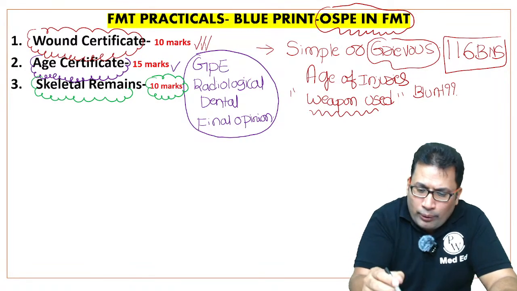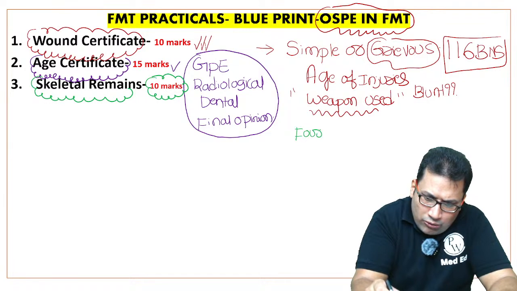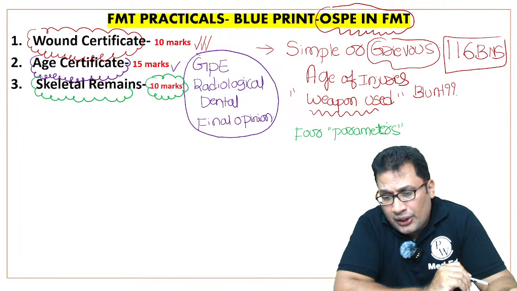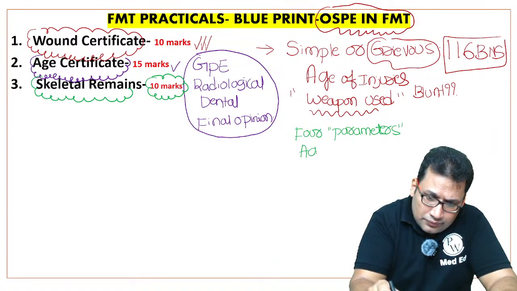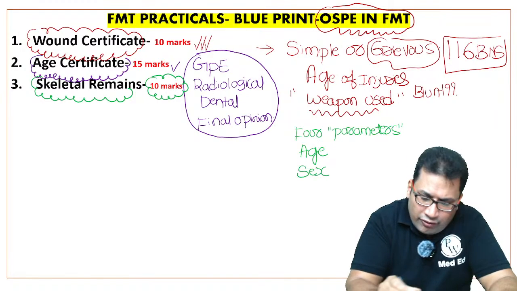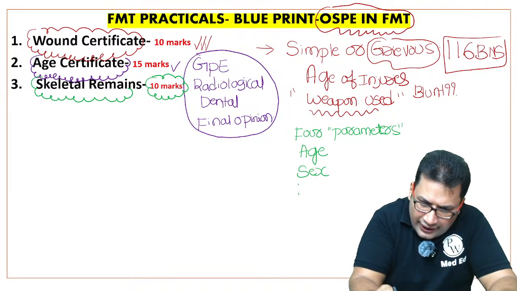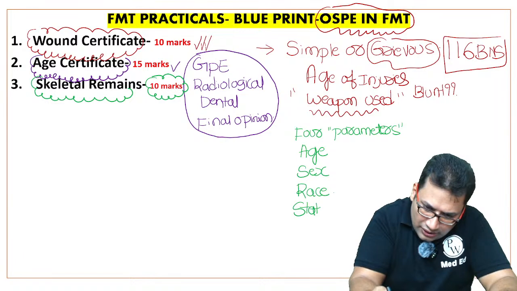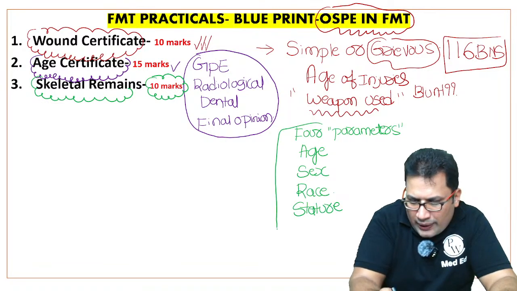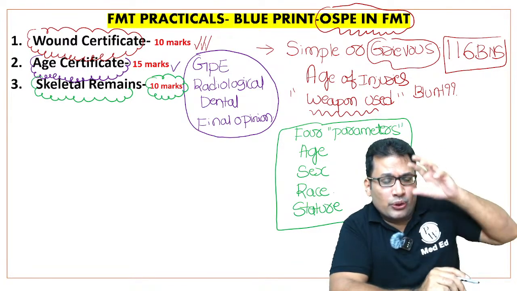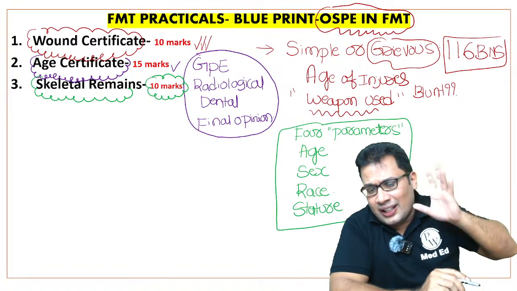So, you need to concentrate on 4 important criteria, the parameters you need to concentrate on while doing skeletal examination. The first thing is the age of the bone. Second, gender, that is male or female. Third, the race. Last one is the stature. So, they are known as the 4 important markers or components of skeletal remains: age, sex, race and stature.